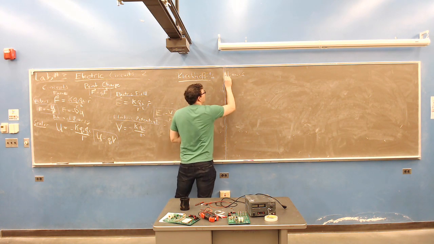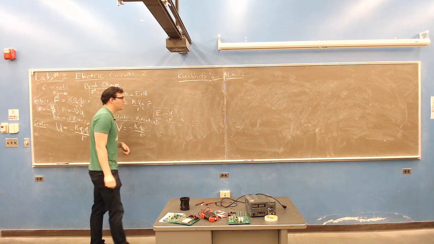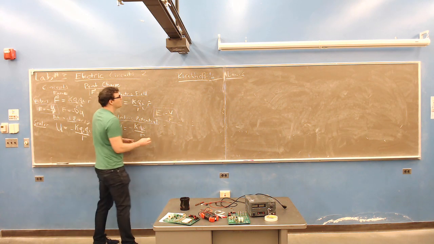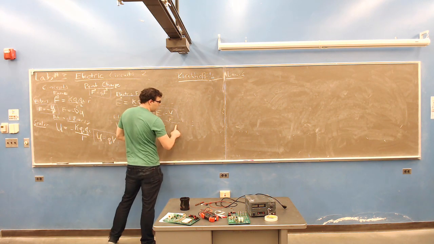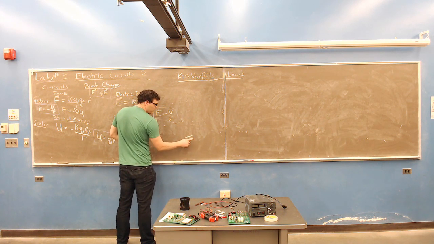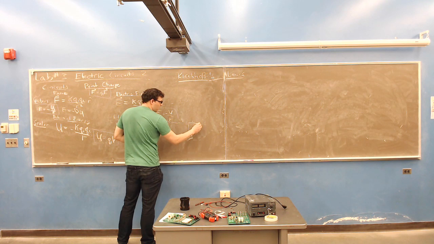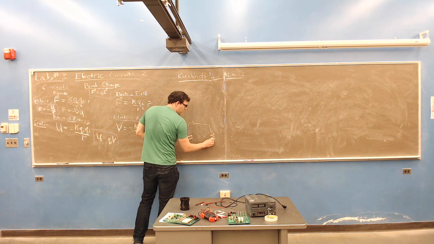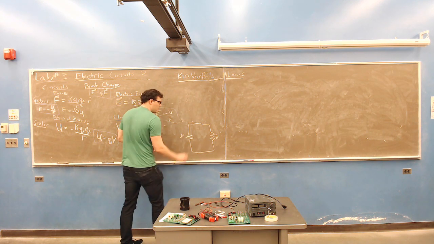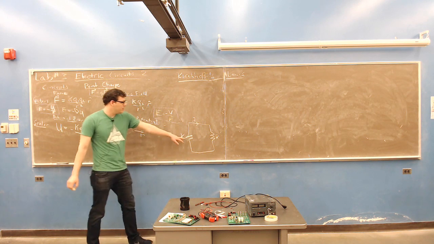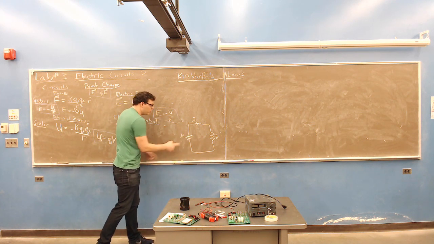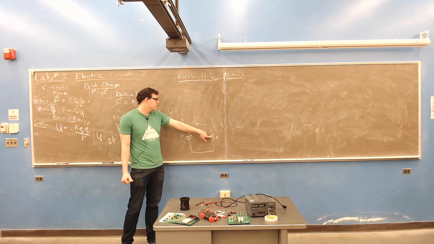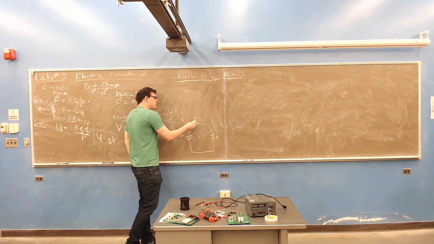Kirchhoff's laws. All right, so let's draw a circuit real quick. Draw it down here. All right, so we have a battery here. The voltage, we have a resistor. Every circuit should have some resistance in it, a resistor. And the voltage drives the current.